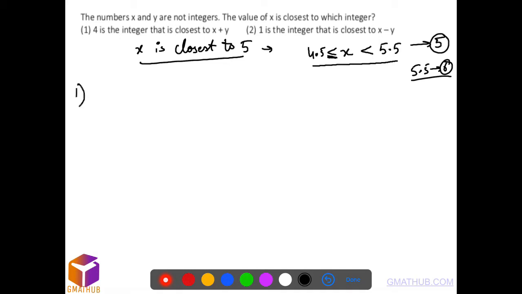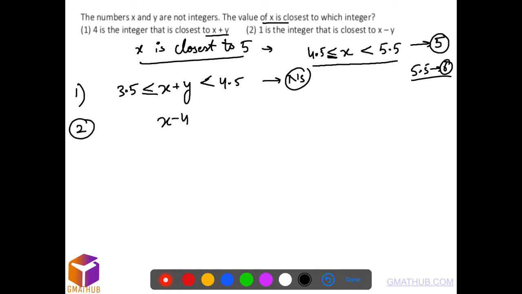First statement, x plus y is closest to 4. Closest to 4 means it will be less than 4.5 and bigger than or equal to 3.5. Clearly not sufficient because we are talking about x, but it includes y also. We have no idea about y. Second, x minus y is closest to 1, so it's less than 1.5 but greater than or equal to 0.5. This is clearly not sufficient, it involves two variables.